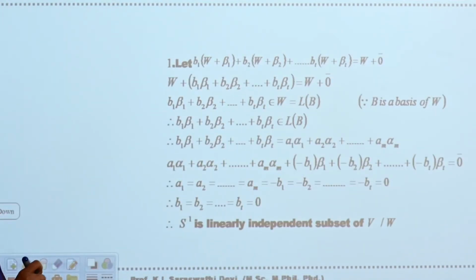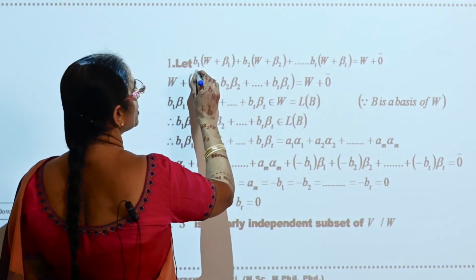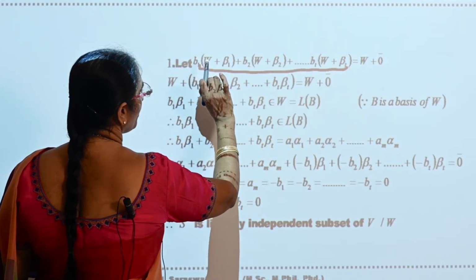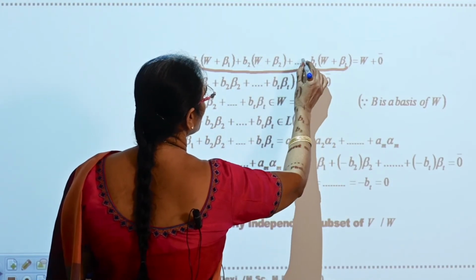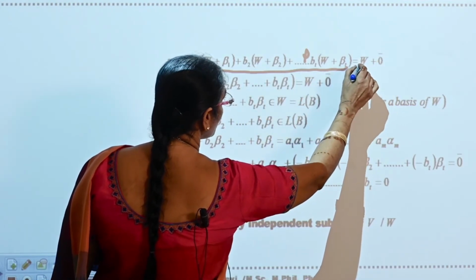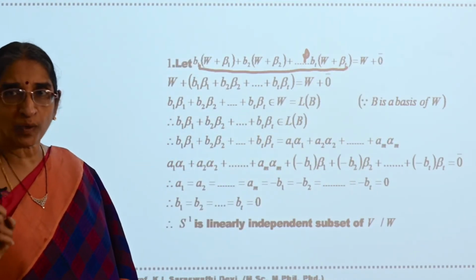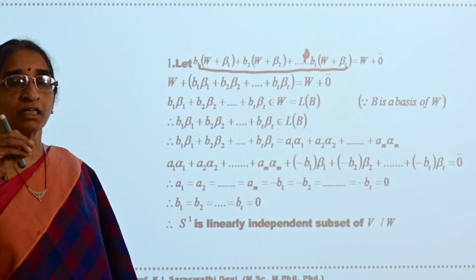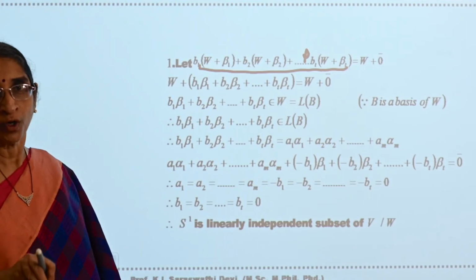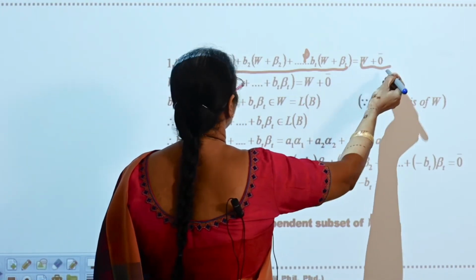Now see, how to show that S dash is linearly independent? In order to show that, you have to consider the linear combination of that set of elements and equate it to 0 bar. The linear combination of the elements of S dash is b1 into (W plus beta 1) plus b2 into (W plus beta 2), and so on, plus bt into (W plus beta t), equal to W plus 0 bar. Why have you taken W plus 0 bar in place of 0 bar? Because W is the additive identity of the quotient space V by W. Therefore you have taken it as W plus 0 bar.